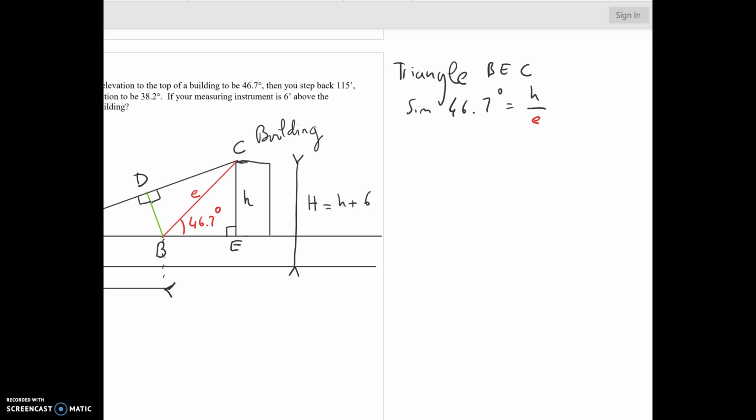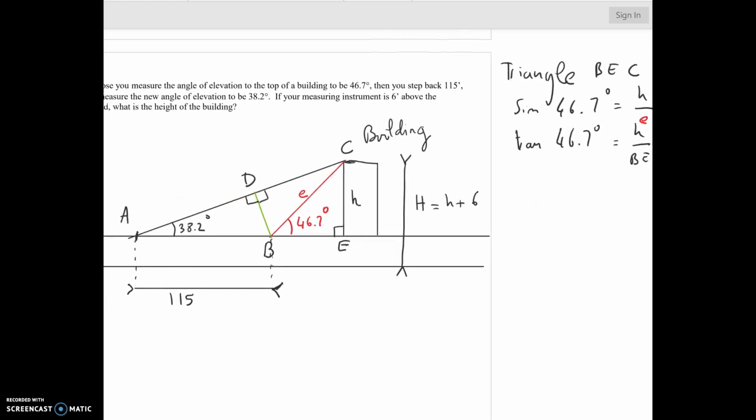Sorry for this noise. I'm receiving some email, I guess. I could look for the tangent of 46.7 degrees, and the tangent will be H divided by the distance BE. But I don't know the distance BE. So what am I supposed to do? Well, first, let's try to figure out the different angles in a different triangle.